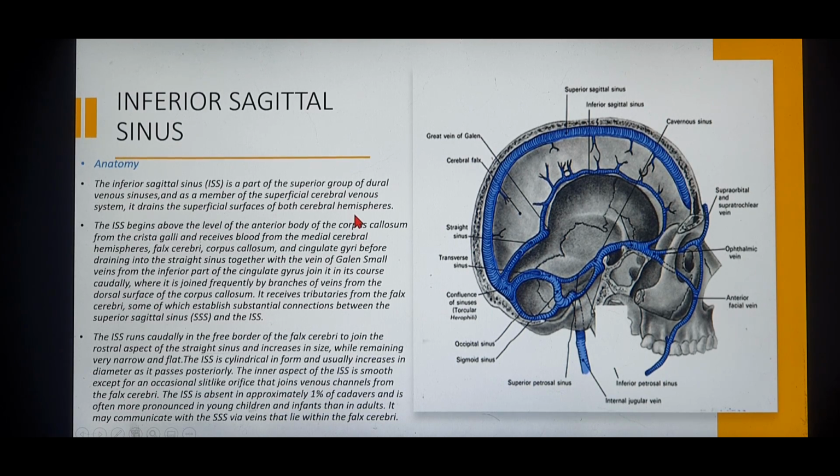Now you can write what areas it drains. It drains blood from the medial cerebral hemisphere, the falx cerebri, the corpus callosum, and the cingulate gyri. They all drain into the straight sinus. This is the point where the anatomy is explained, so you can have a good thorough read. You can take a screenshot of this.